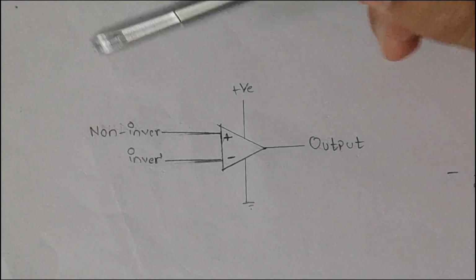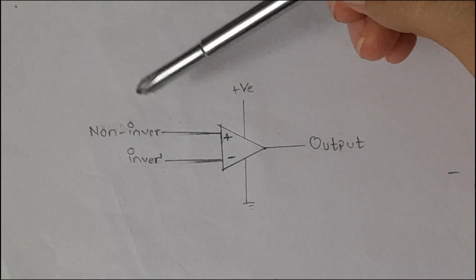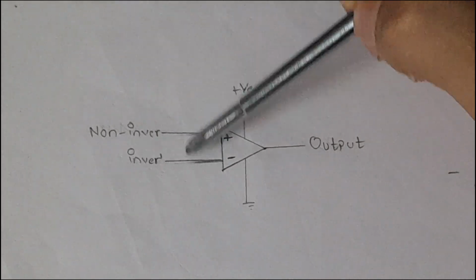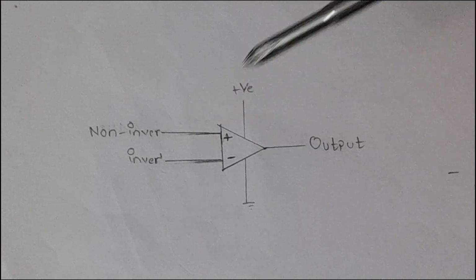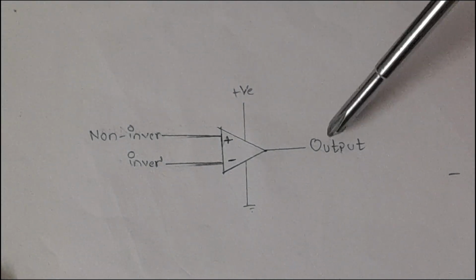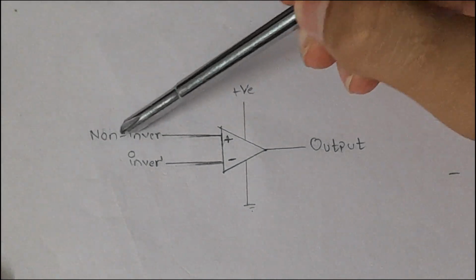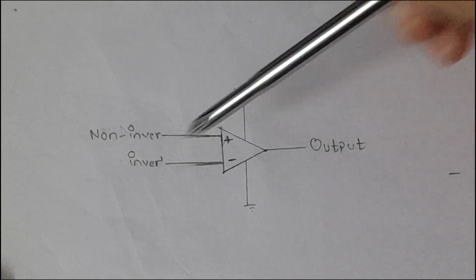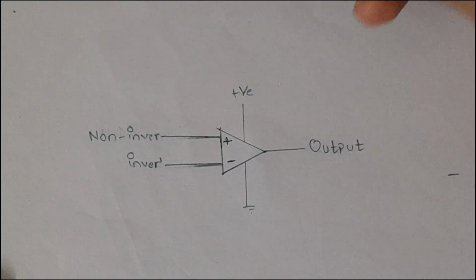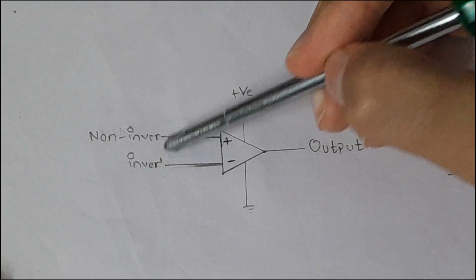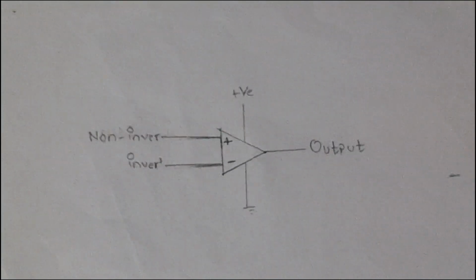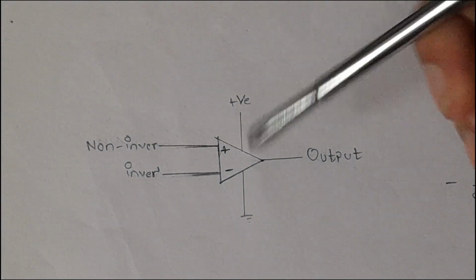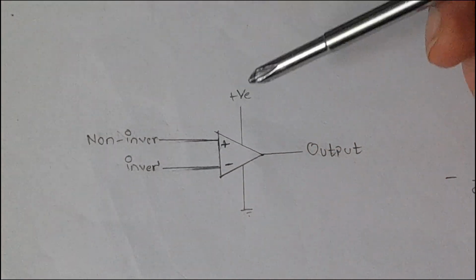The way the op-amp works is that it compares the voltage between the non-inverting and inverting inputs. Basically, if the non-inverting input is higher than the inverting input, the output is going to be high, and if the inverting input is higher than the non-inverting input, the output is going to be low. So it can be used as a comparator.